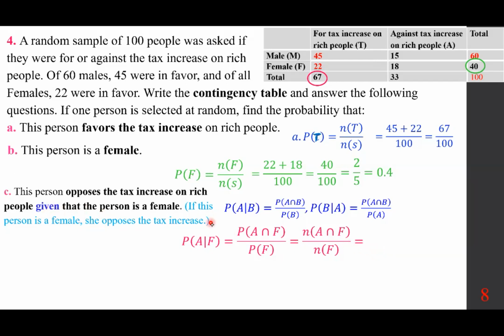Of those females, in other words, just this group, this person opposes the tax increase. How many? 18. So 18 over 40. 18 over 40 simplifies to 9 over 20 or 0.45.